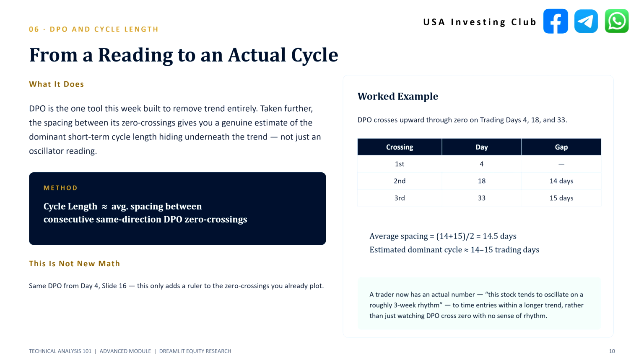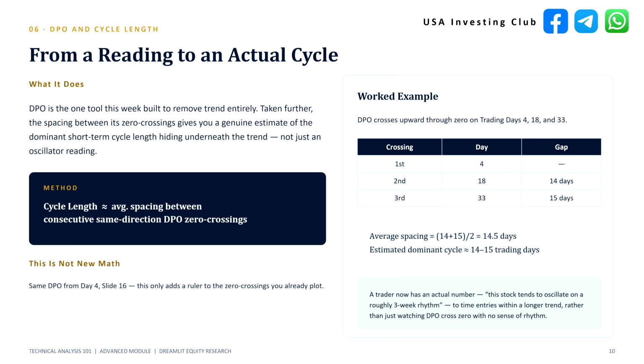DPO crosses upward through 0 on trading days 4, 18, and 33. The gap from the first crossing to the second is 18 minus 4, or 14 days. The gap from the second crossing to the third is 33 minus 18, or 15 days. Average spacing equals the quantity 14 plus 15, divided by 2, which is 14.5 days. So the estimated dominant cycle for this stock is roughly 14 to 15 trading days.